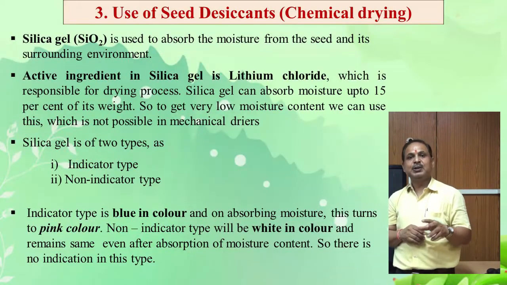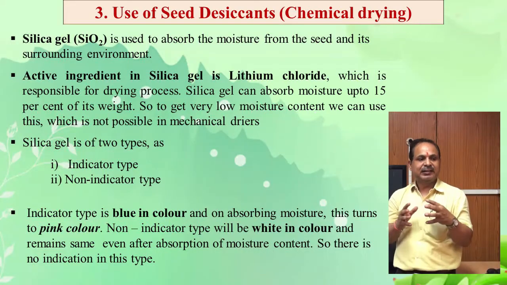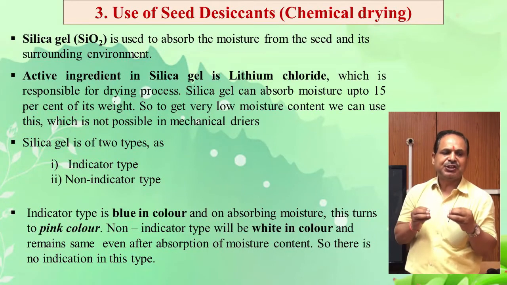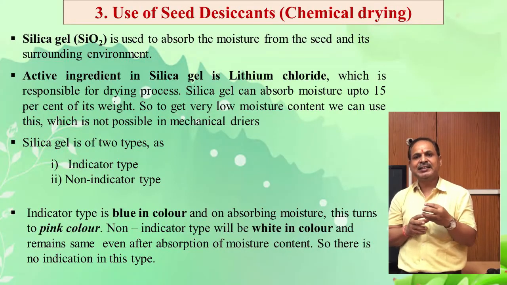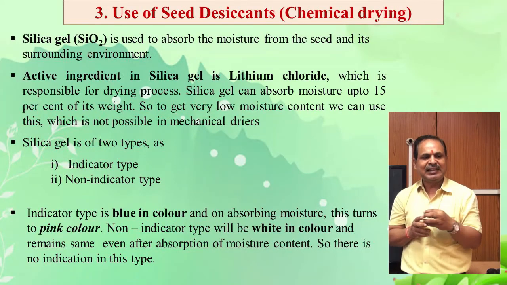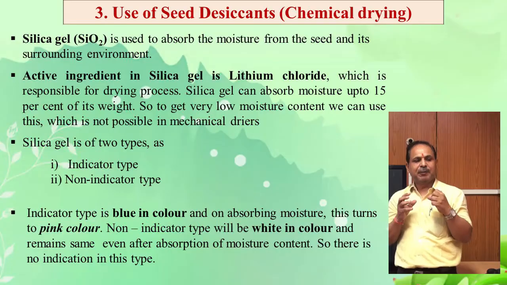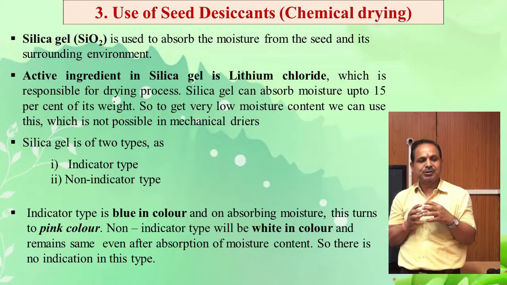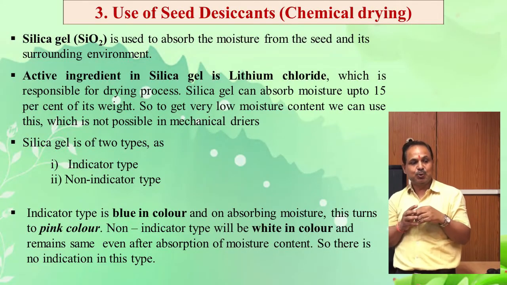Now the third one is the use of desiccants, which is considered chemical drying. In this chemical drying, we use different chemicals to absorb the moisture from the seeds and their surrounding environment. The first one is silica gel. In silica gel, lithium chloride is the active ingredient which absorbs moisture up to 15% of its weight. To get very low moisture content, which is not possible in a mechanical dryer, we can use this.